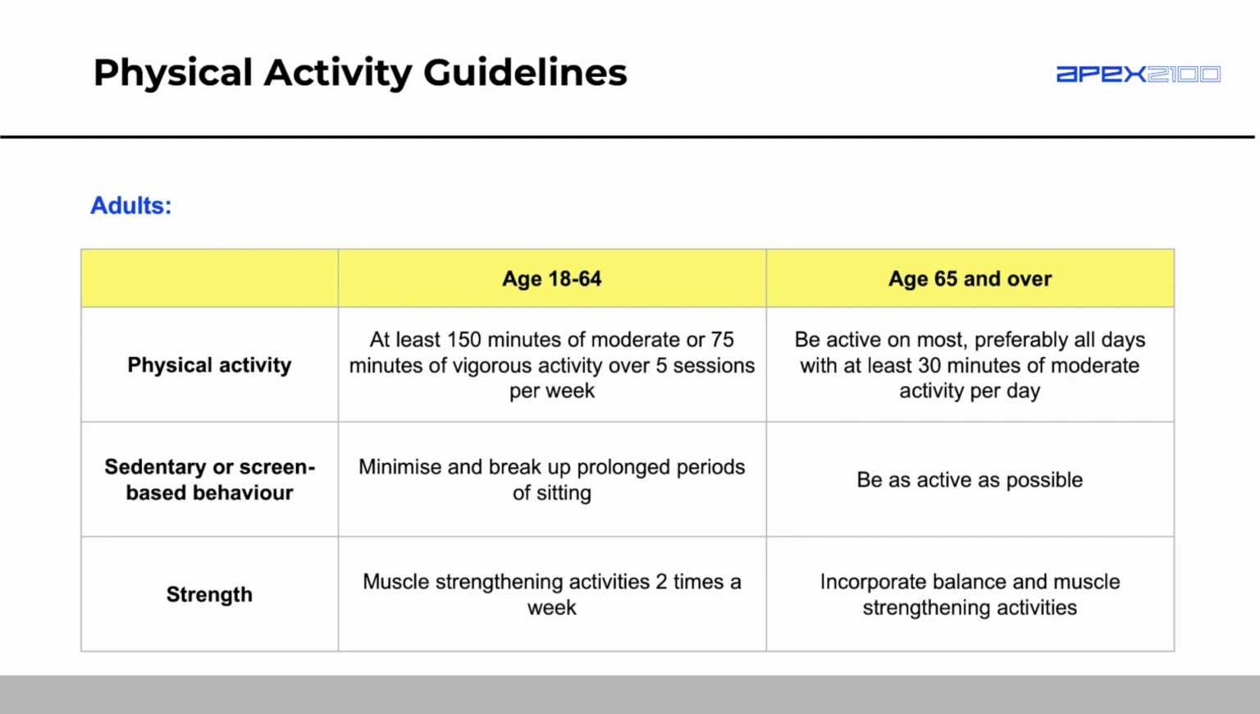For sedentary, it says minimize and break up prolonged periods of sitting. So again, not really a specific guideline there. For strength, it recommends muscle strengthening activities 2 times per week. For ages 65 and over, we've got be active on most, preferably all days, with at least 30 minutes of moderate activity per day. So that could be a 30-minute walk. Be as active as possible in terms of the sedentary guideline. Again, a really sort of random guideline that doesn't really give us any specific details. And then for strength, we've got incorporate balance and muscle strengthening activities.